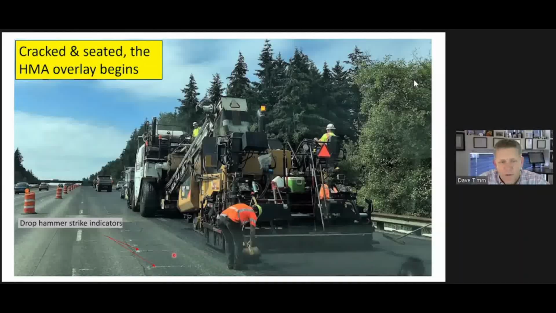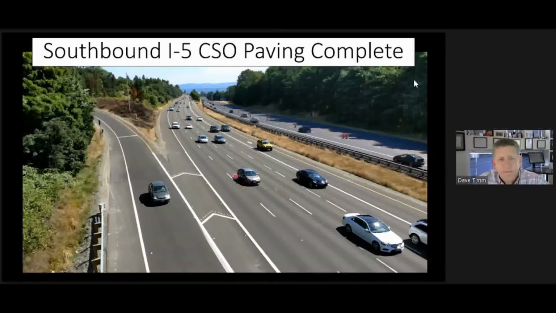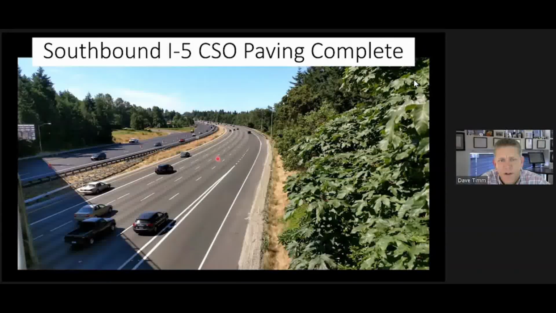This is just a picture from the project. You can see the marks from the hammer, the guillotine that struck it as it marched along here. And then now here they're out paving. And this is just the completed project. So the crack and seat and overlay southbound on I-5 looks like a beautiful new asphalt pavement, and also southbound there.